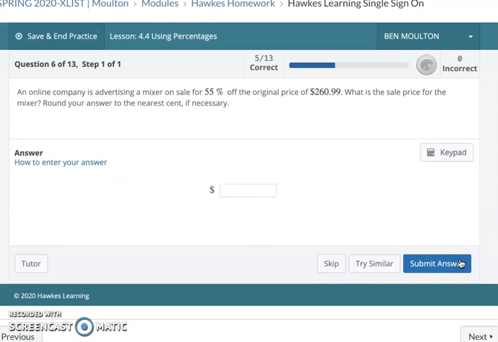An online company is advertising a mixer on sale for 55% of your original price of $260.99. What's the sale price for the mixer? Okay, all you're doing there, this is a lot like your discount type problem. Just take 55% of your, so multiply 0.55 times this number. That'll give you how much it's sale, your reduction in sale, and then you just subtract that number from your 260.99 and you should have your answer. I'm going to let you guys try that one out, all right?